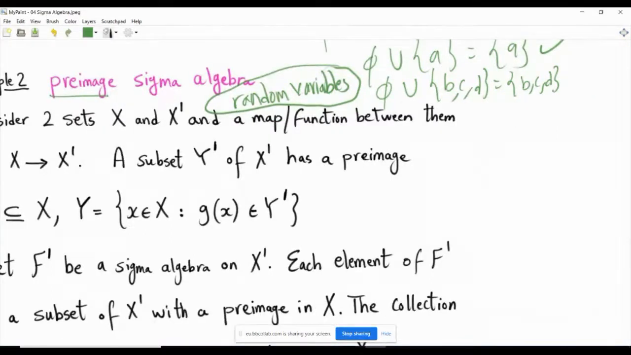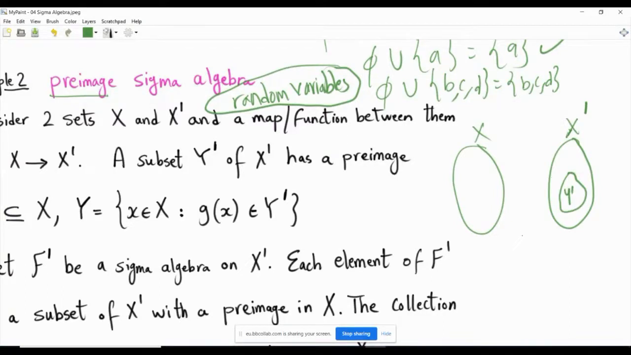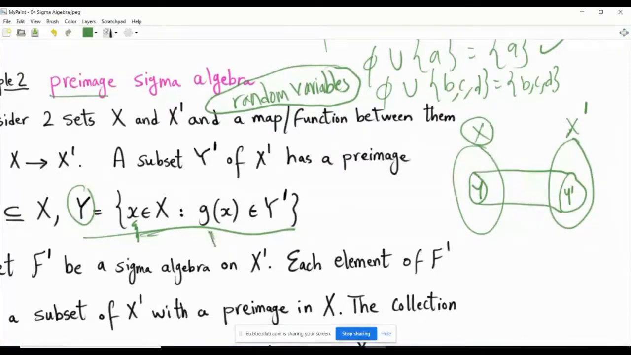Here is the story. You have two sets, X and X prime, and then there is a function, a map, between these two sets. Then there is a subset here, let's say Y prime, and it has a pre-image. What is a pre-image? If you don't know this term, the pre-image is basically the subset of X that is mapped by our function to this Y prime. So the pre-image of Y prime is Y. This is the formal definition. What is Y? It's all elements in big X that are mapped by the function to this Y prime. This is called the pre-image of Y prime under G, the map or function G.